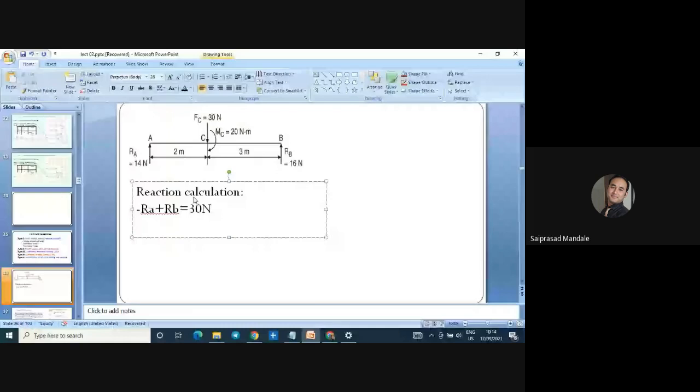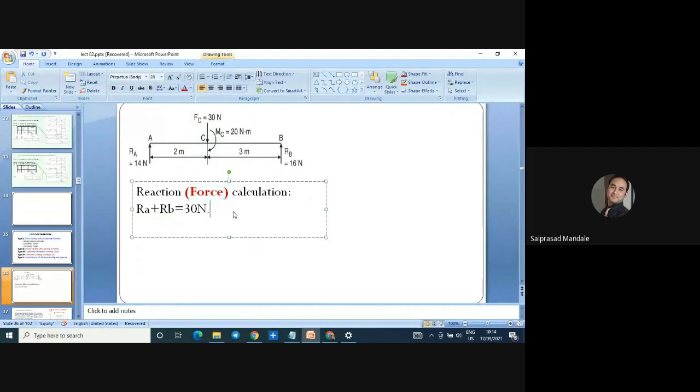Reaction means force. So as it is a reaction calculation, can we consider the moment which is acting at point C in the clockwise direction? No. Whenever there is a force calculation, we have to neglect all the moments acting on the beam. So as it is a reaction calculation, meaning force calculation, we are going to neglect the moment. Make sure that you are neglecting the moment.